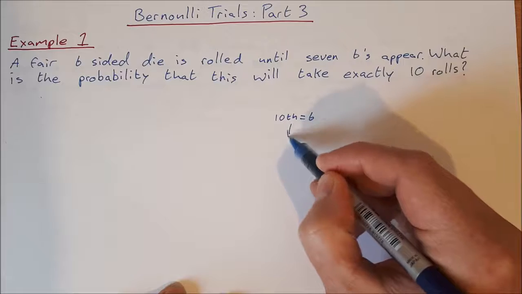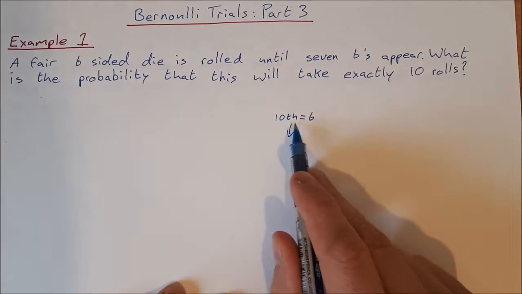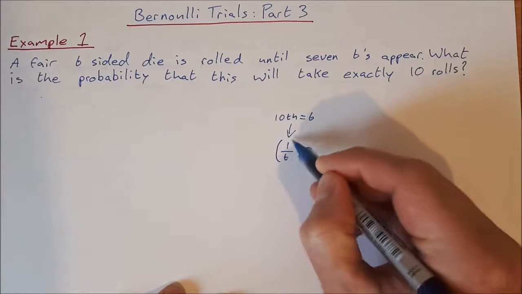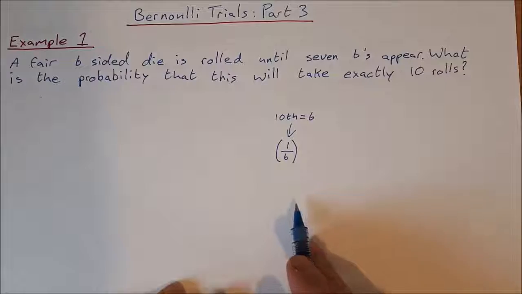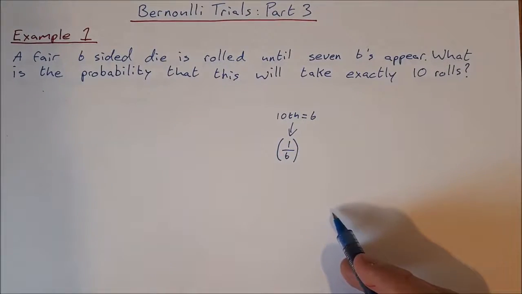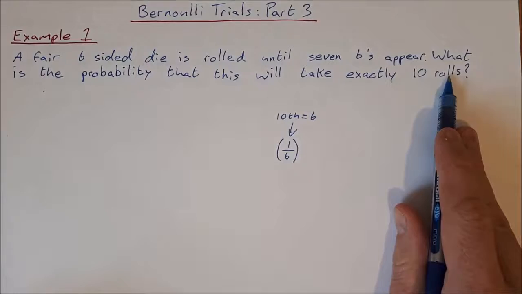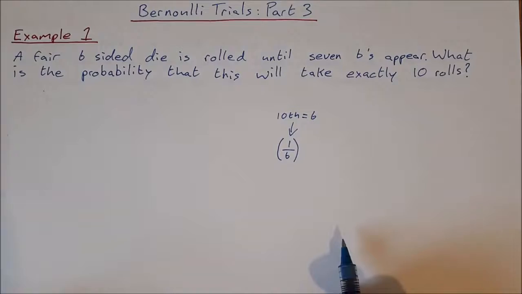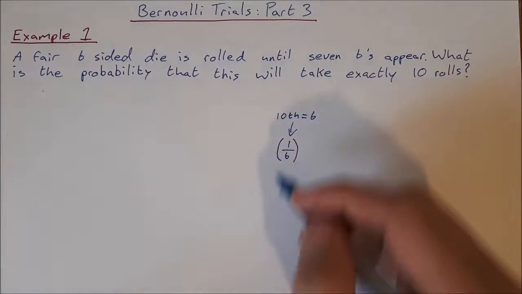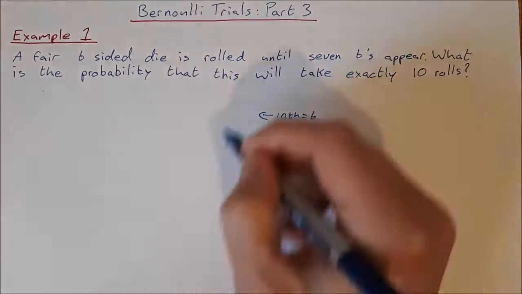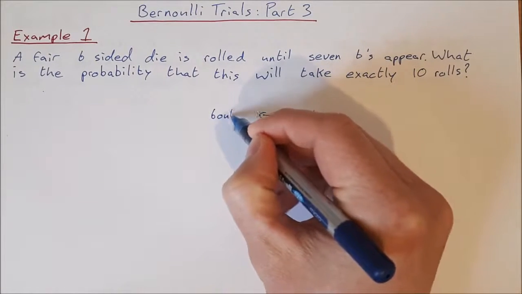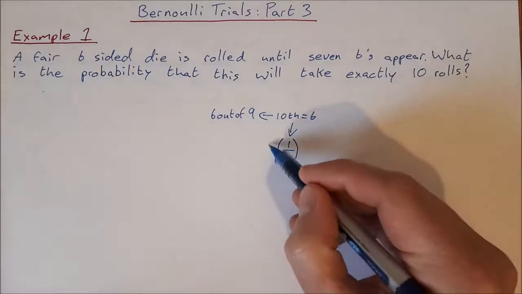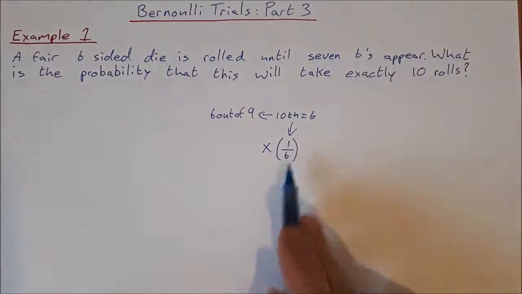Now the probability of getting a 6 on that roll is 1/6. Okay, that's the probability of getting a 6 on that roll, regardless of what has happened before that. Now, in order for the rest of this to be true, we need to get 6 sixes in the previous 9 rolls, and it doesn't matter what order they come in. So in the previous 9, we need 6 out of 9, and we're going to multiply that by this 1/6 here.